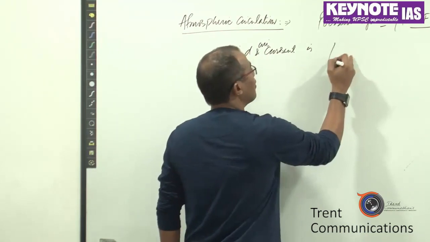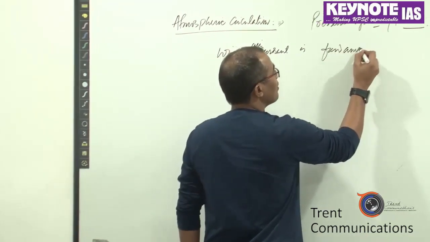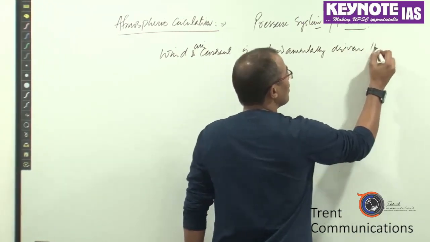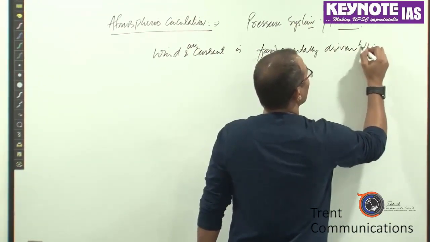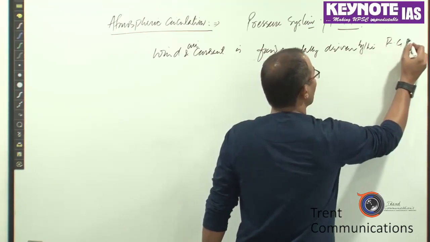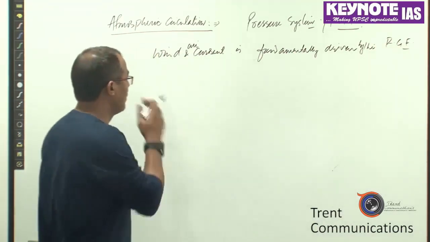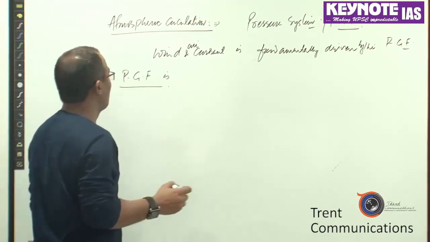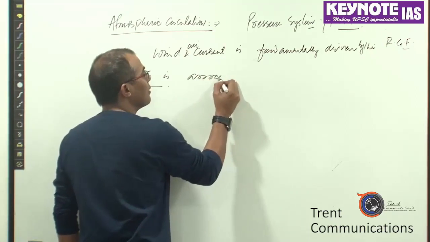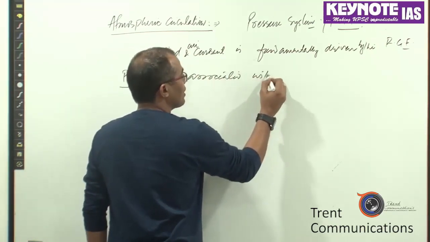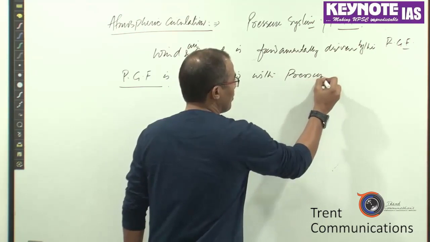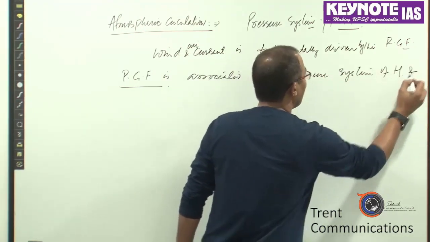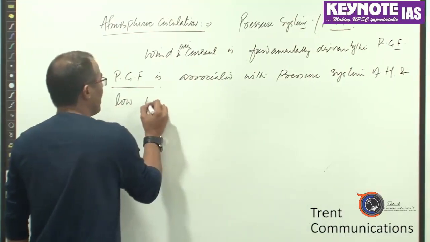Atmospheric circulation is fundamentally driven by the pressure gradient force. Now pressure gradient force is associated with the pressure system of high and low pressure areas.